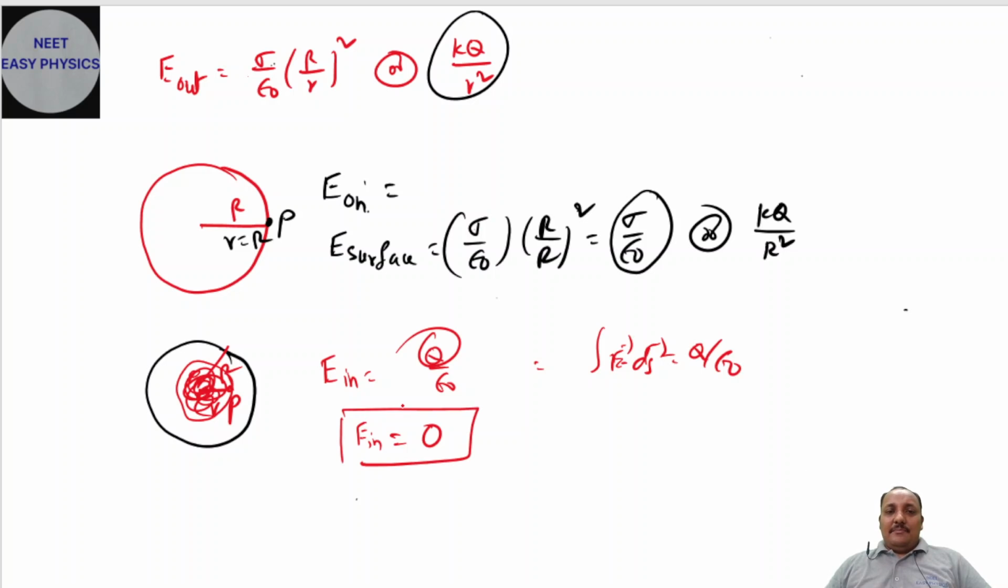So these are the main points. So outside means sigma by epsilon naught, capital R by small r whole square. On the surface means sigma by epsilon naught. Within the conductor means electric field intensity will be zero.